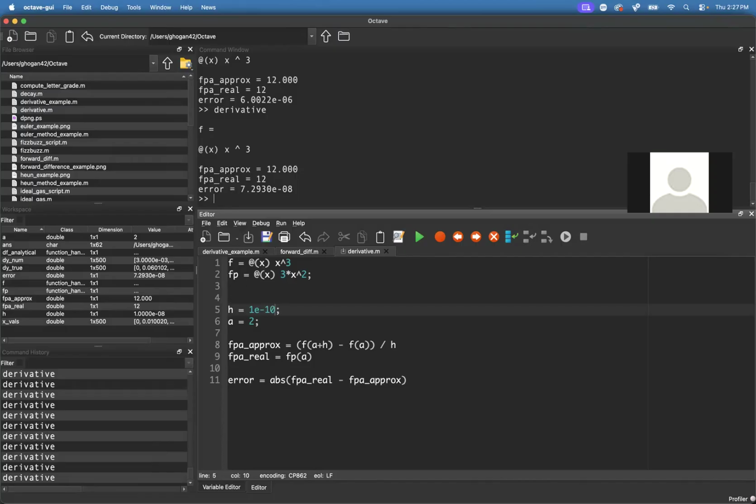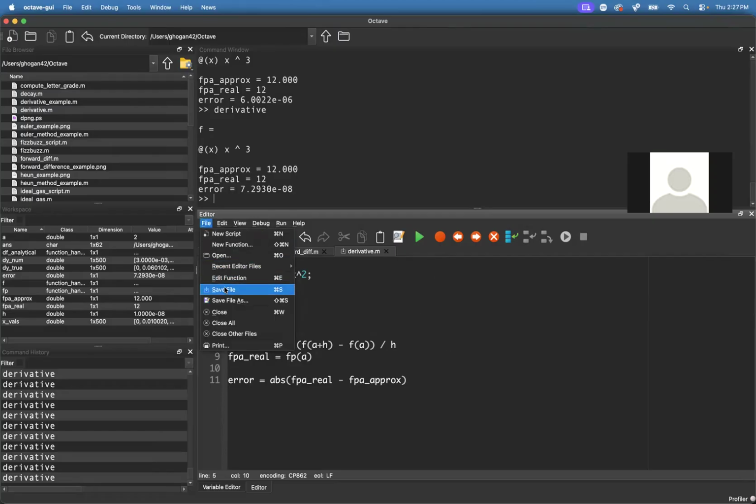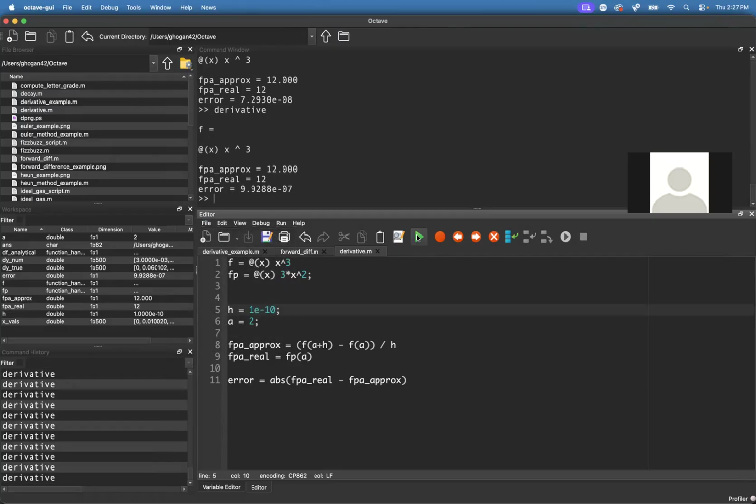If I go 10, oh, actually the error is now higher. Now the error is now higher. And so basically, a smaller h value works up until a certain point to make the error go down. But then at a certain point, around this 10 to the negative 8 value, the error actually starts going up. If we wanted to see that, we could try to make a plot of this.